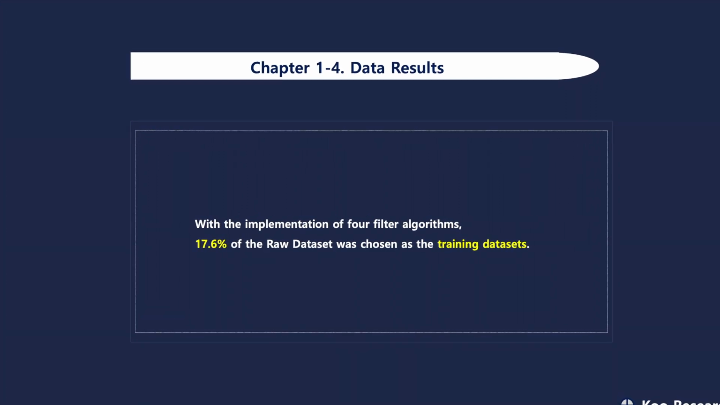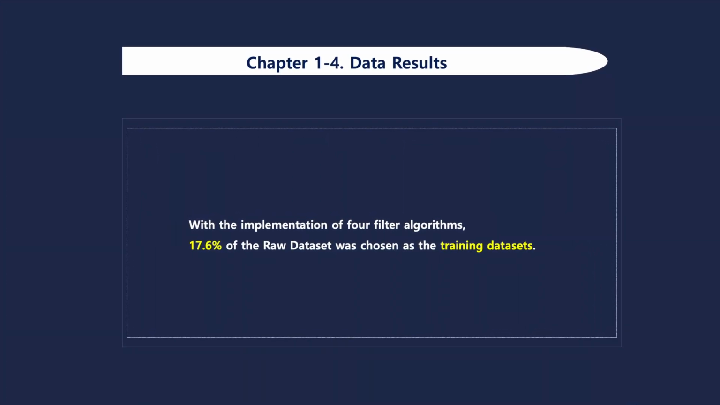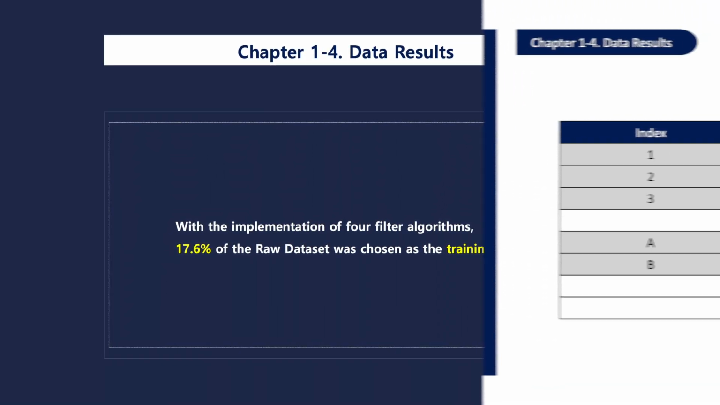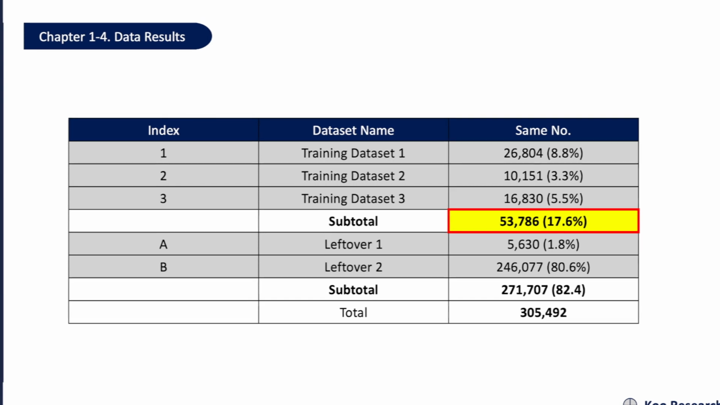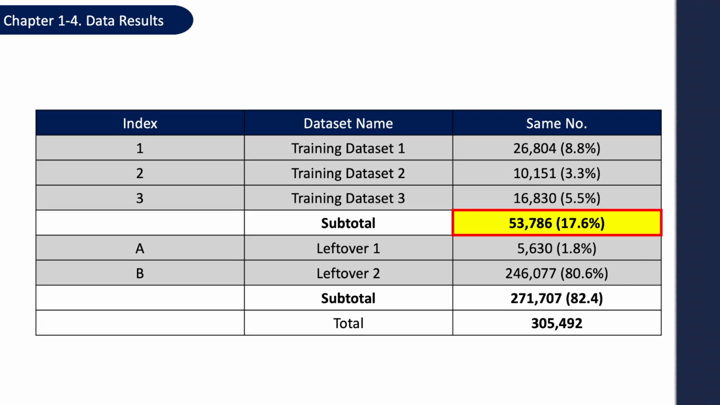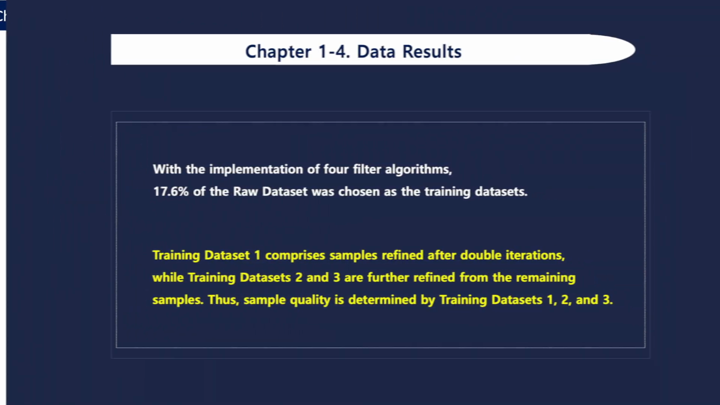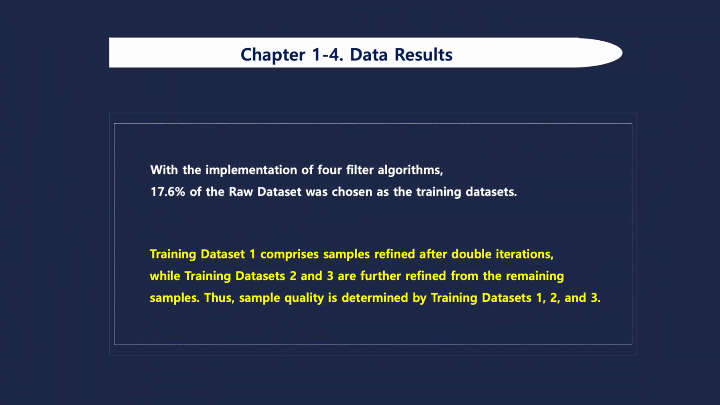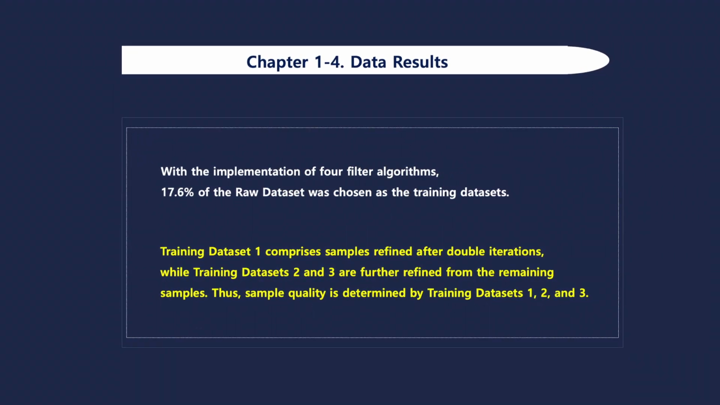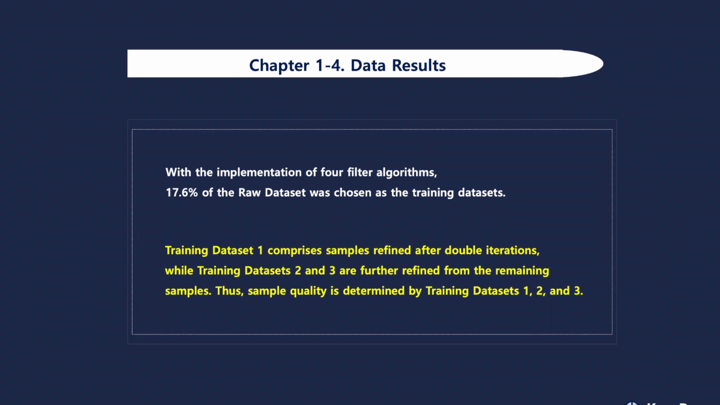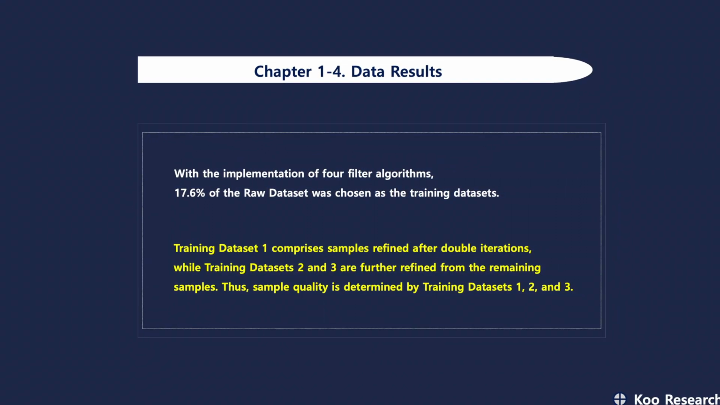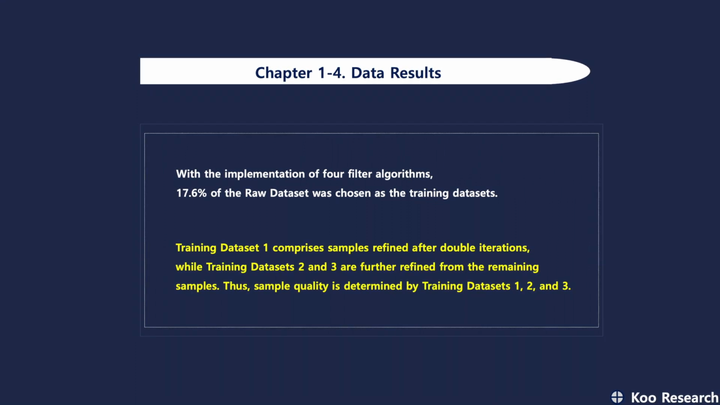Other procedures remain consistent with Filter 1. Chapter 1-4. Data results. With the implementation of 4 filter algorithms, as indicated in this table, 17.6% of the raw dataset was chosen as the training datasets. Training dataset 1 comprises samples refined after double iterations, while training datasets 2 and 3 are further refined from the remaining samples. Thus, sample quality is determined by training datasets 1, 2, and 3.